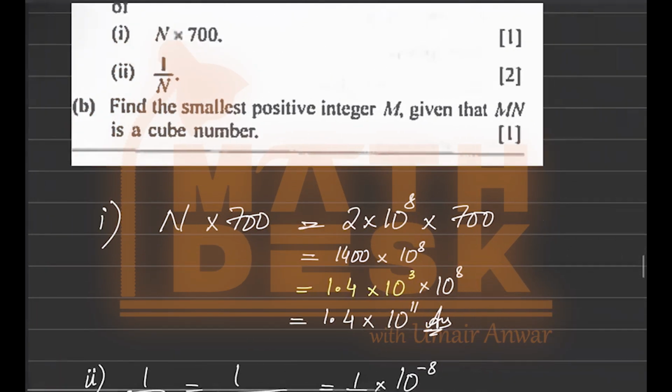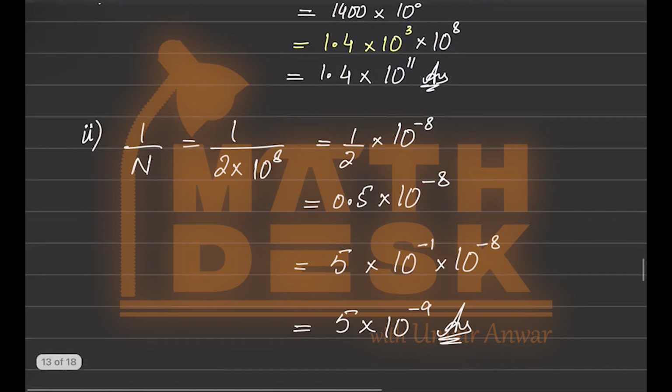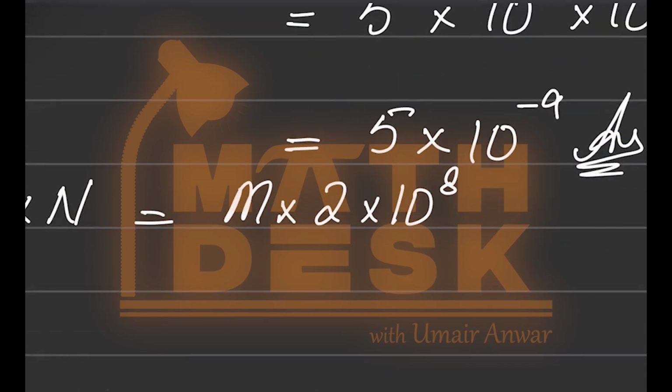In part B, it says find the smallest positive integer m, given that mn is a cube number. So this is part B. We need to find some integer m, so that when that integer m is multiplied with 2 times 10 raised to 8, this whole becomes a cube of something. Okay, now if we look at this index, 10 raised to 8 is not a cube of anything. But if it is converted into 10 raised to 9, then it would become a cube of something.